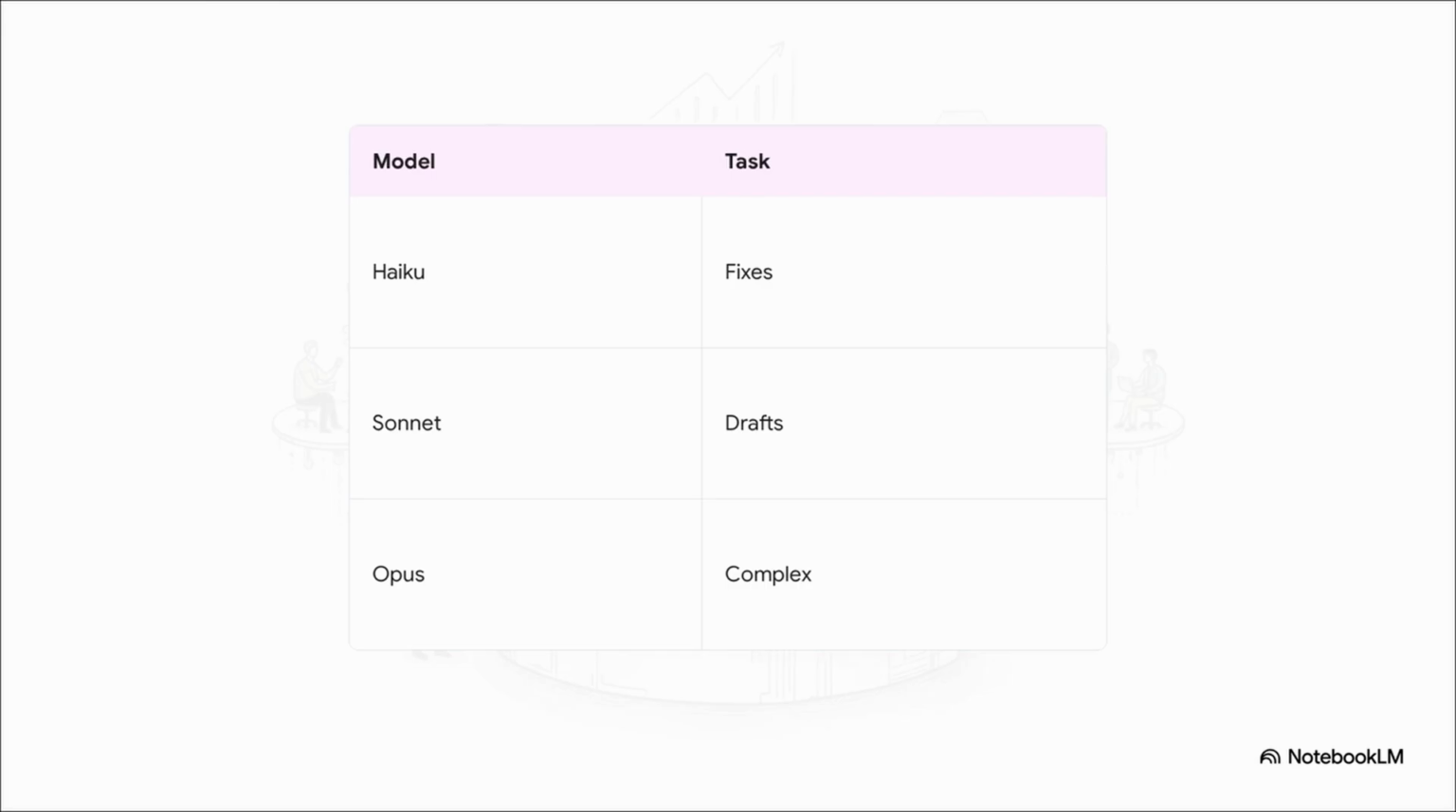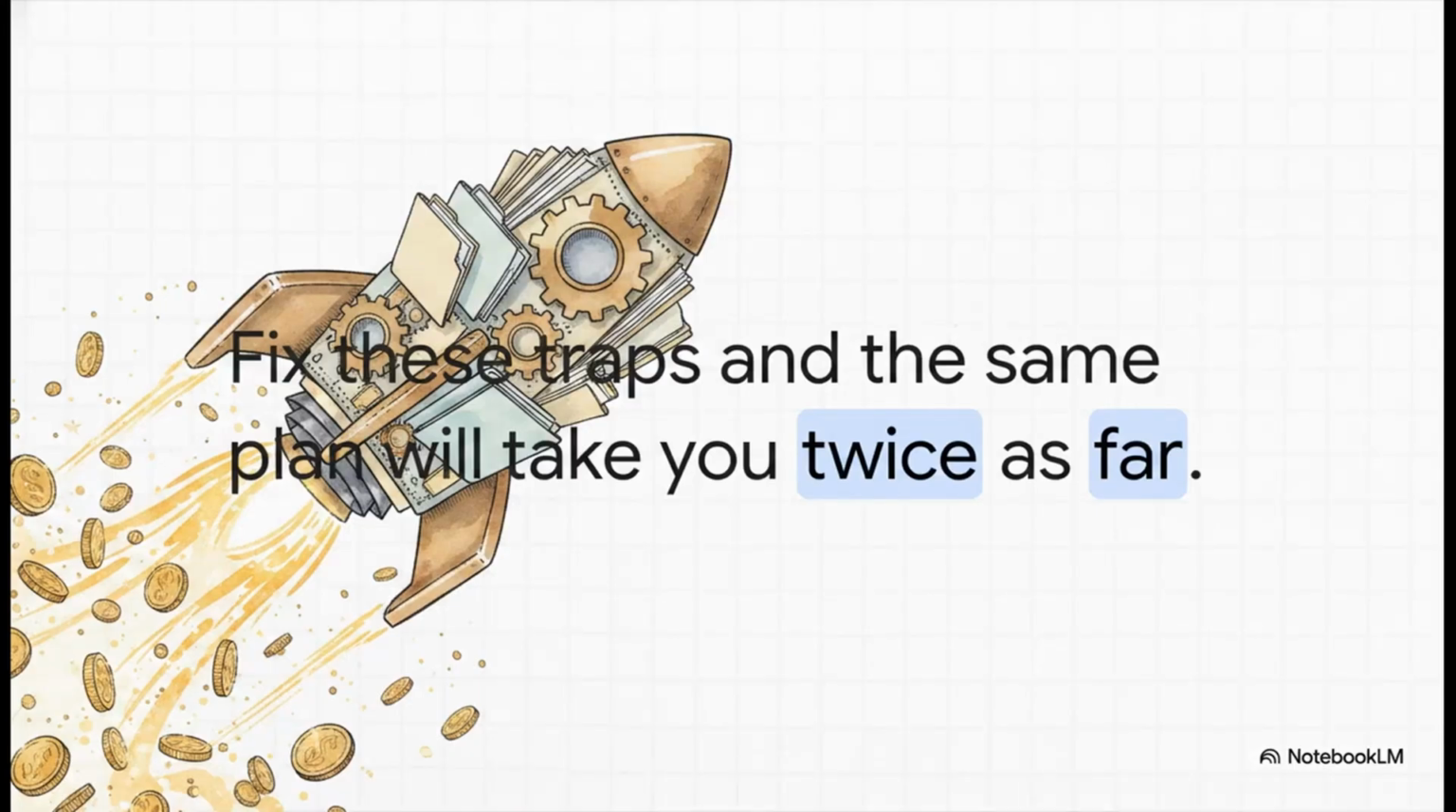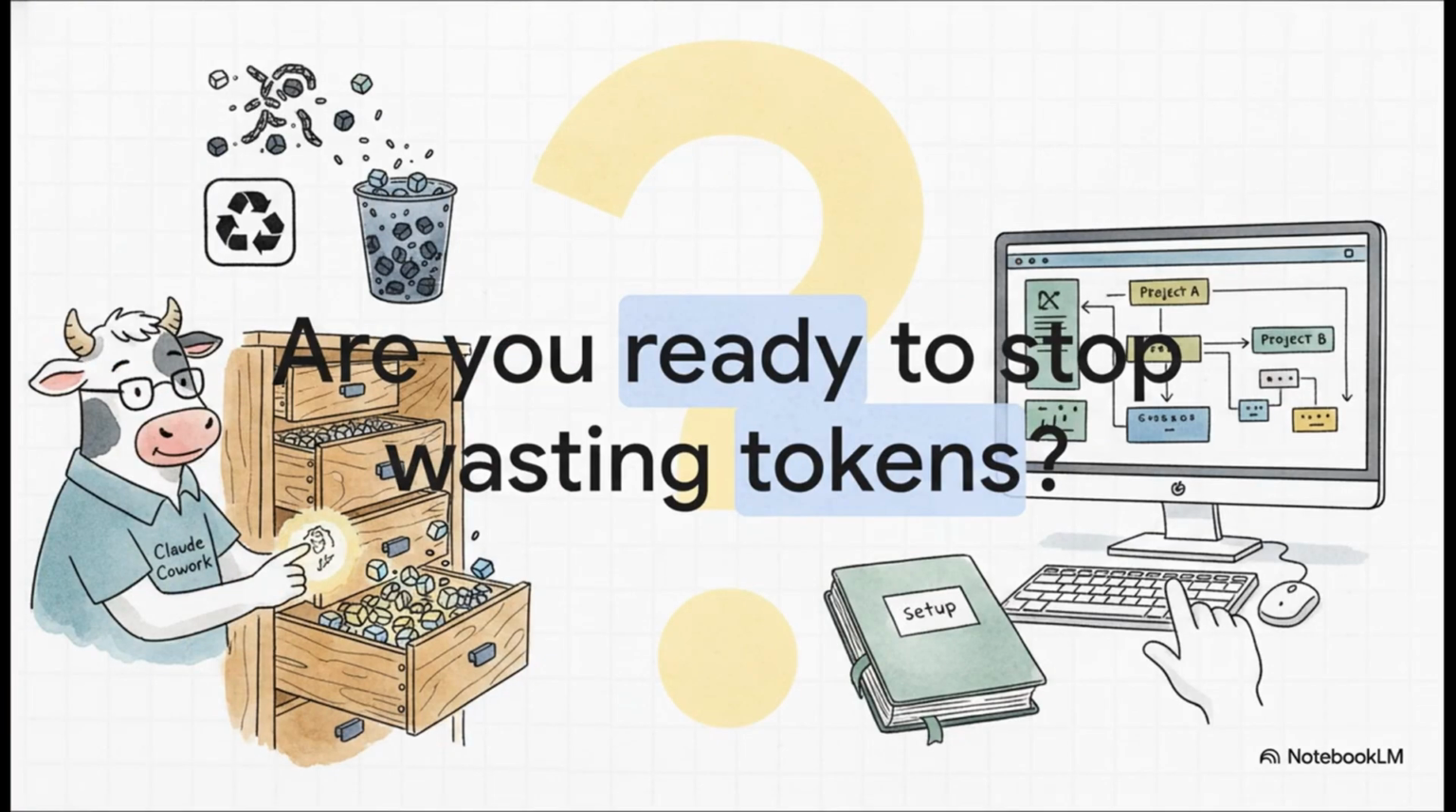So that's the playbook. Set your local workspace up correctly just once, fix those global instructions, and follow those 3 token rules. I guarantee your Pro plan is going to go at least twice as far. So the only question left is, are you ready to stop wasting your tokens and finally let your new AI assistant open the right drawers in your kitchen?